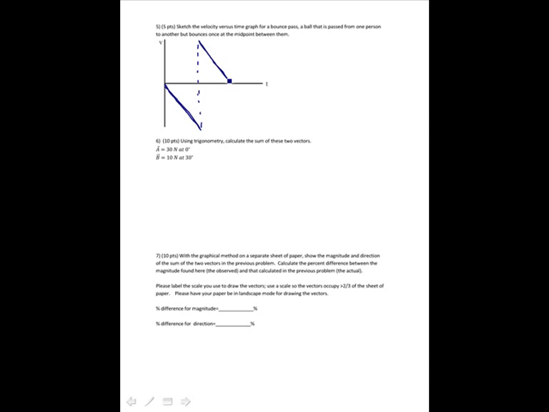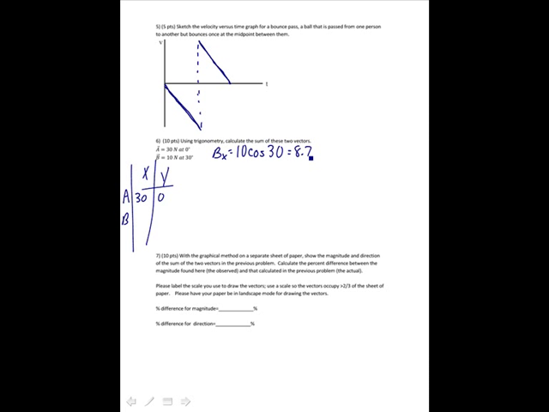Using trig, calculate the sum of these two vectors. All right, you want to find the x and y components of all these vectors. The x component of A is 30. The y component of A is 0. The x component of B, write this up here, is equal to 10 cosine of 30.